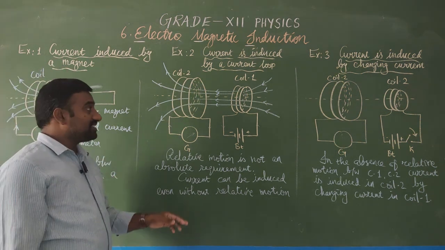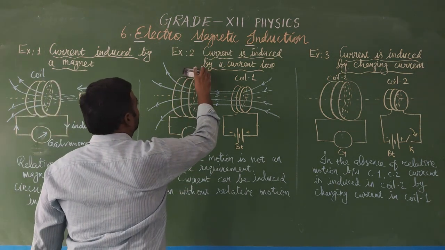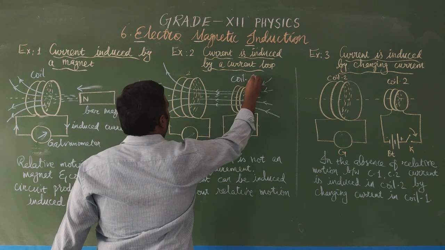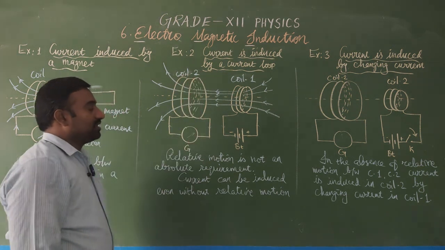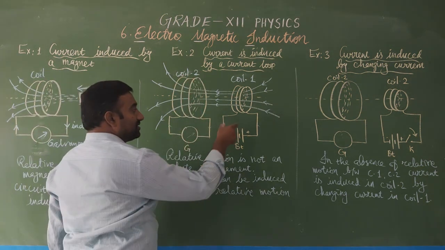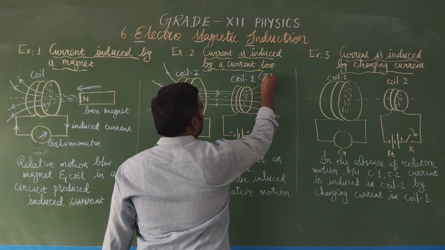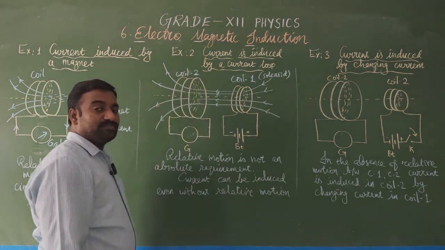Coming to the second experiment, look here, we have two coils. This is coil 1 and this is coil 2. The first coil is connected to the battery, so we can say that it is a solenoid. A solenoid produces a magnetic field.